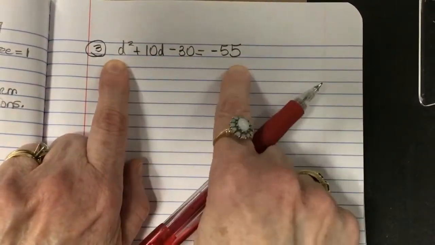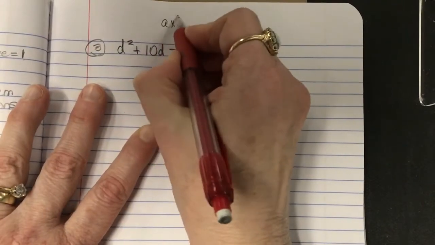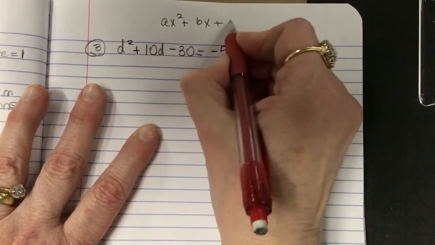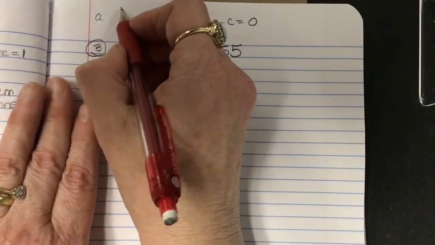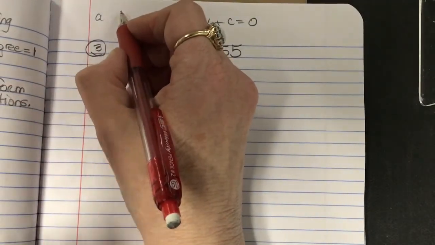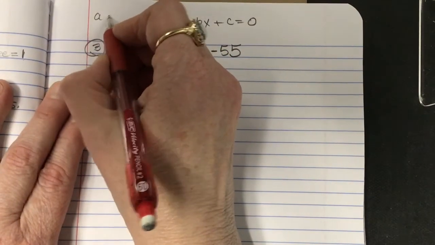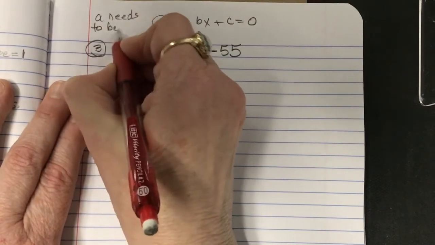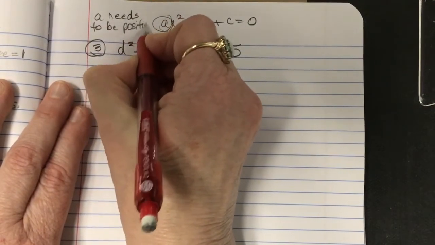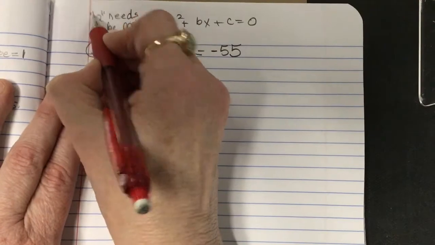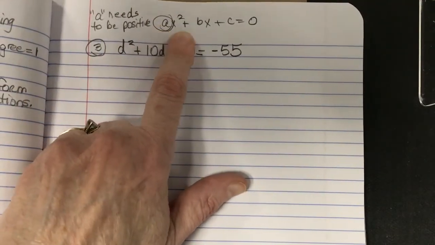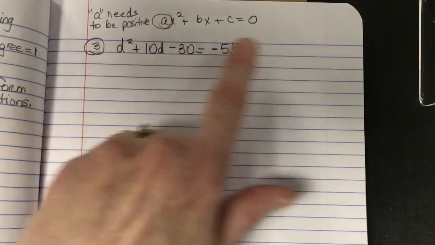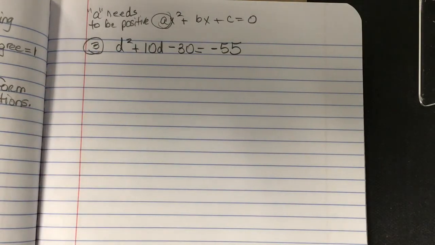You need to get everything on one side. Remember, this is quadratic form: AX squared plus BX plus C equals 0. I'm not requiring it, but the easiest way to factor it is for A to be positive. So if I'm going to move a squared, your number in front of your X squared needs to be positive. It's easier to factor that way.